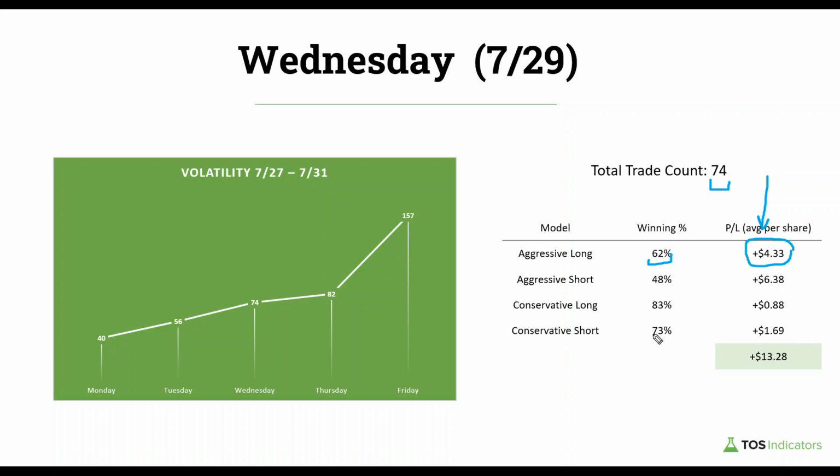A share like Shopify is much more expensive than a share like, say, Marvel. And so that's where I think P&L I've included for those of you that like to see it in a dollar amount. But the winning percentage rate, I think, tells a better story here, which is our aggressive long, 62%, 4.33. Our aggressive short, 48%, but still a positive 6.38. Our conservative long, 83%, positive 88 cents. And our conservative short, 73%, positive 1.69. And our net P&L for the day, if we take the sum for all four models, positive 13.28.